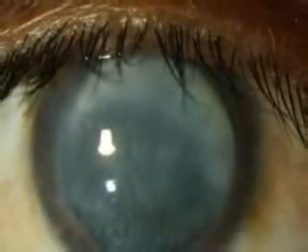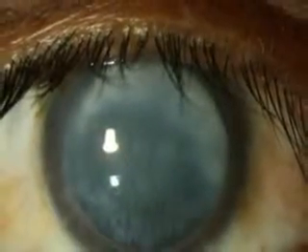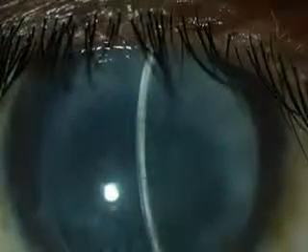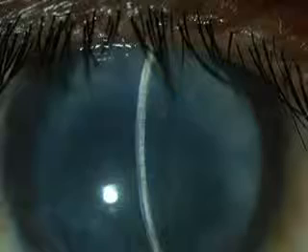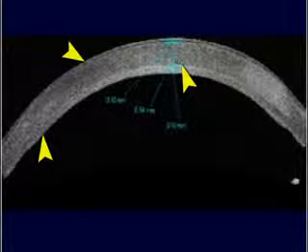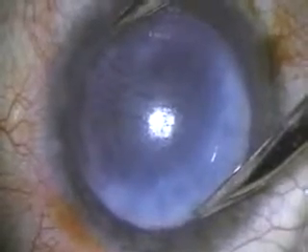The last of our 7 series is a 45-year male, a known case of macular dystrophy, who had undergone deep anterior lamellar keratoplasty in his right eye 5 years ago. The slit lamp examination and OCT revealed the residual stroma of nearly 120 microns and scarring in the interface. The previous graft measured 8 mm.